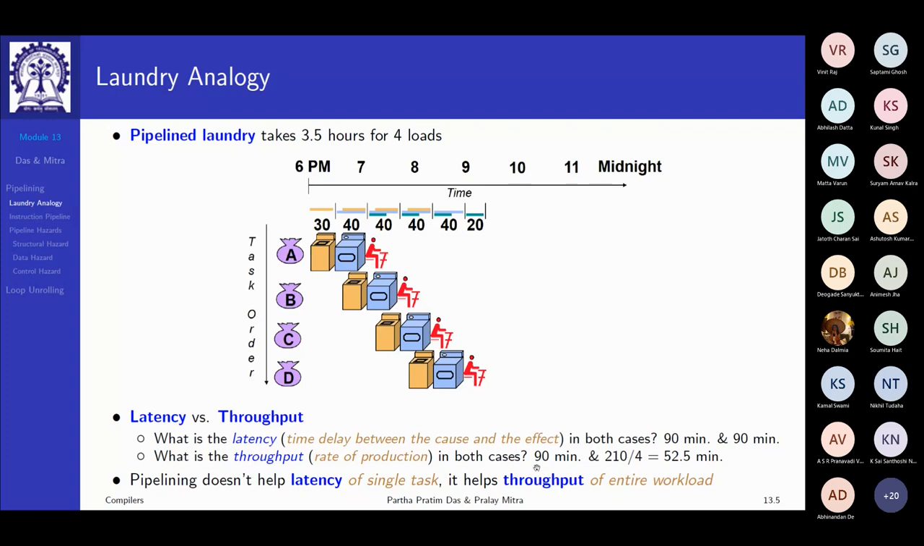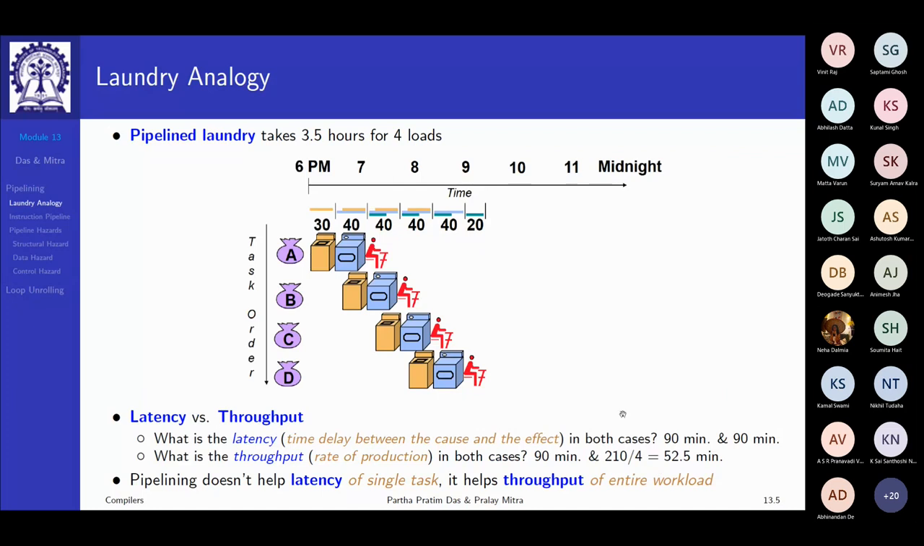in case of the sequential laundry. I'm sorry, there's a typo here. In the case of sequential laundry, this was, no, this is okay. So if I look at throughput on the average, that is the total time taken divided by the number of tasks completed, then in the sequential case, it was 90 minutes, same as the latency. But in the pipeline case, it drastically reduces to 52.5 minutes.